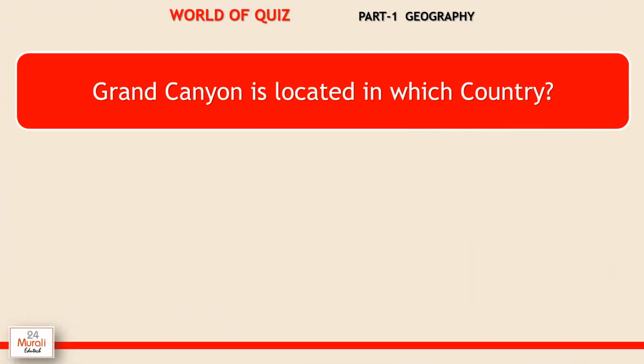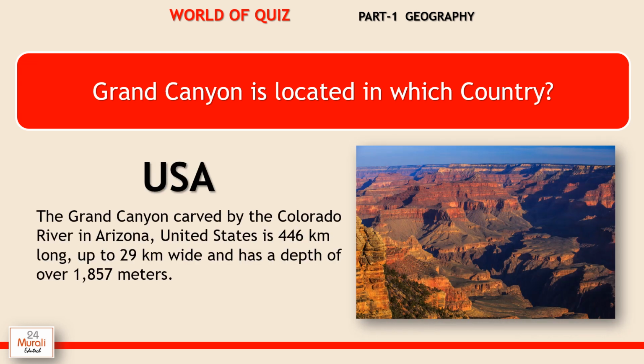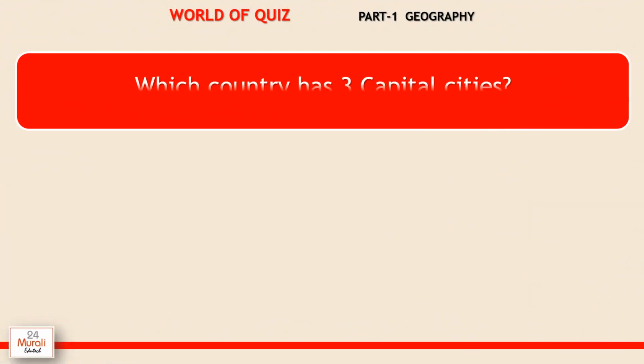Grand Canyon is located in which country? USA. The Grand Canyon, carved by the Colorado River in Arizona, United States, is 446 kilometers long, up to 29 kilometers wide, and has a depth of over 1,857 meters. Which country has three capital cities?